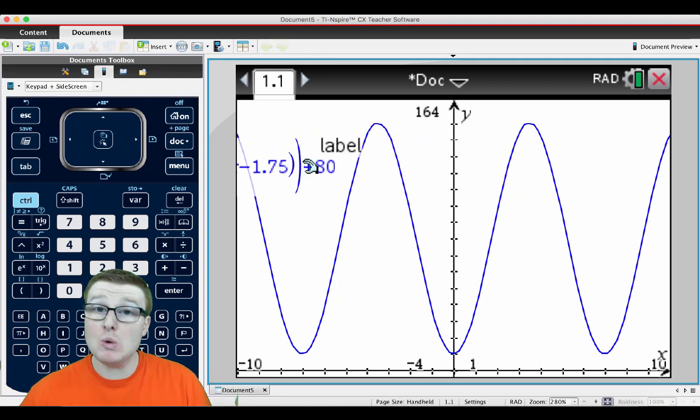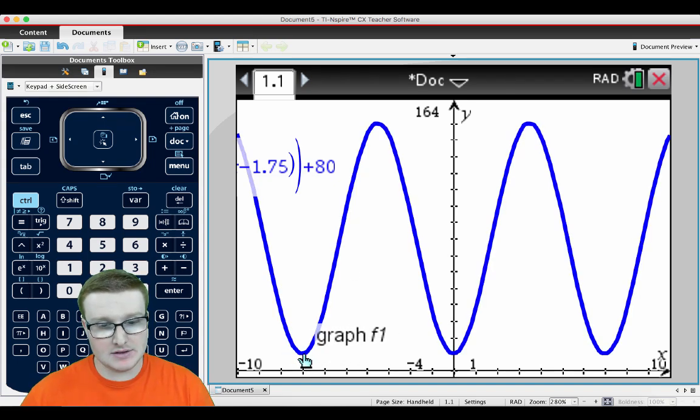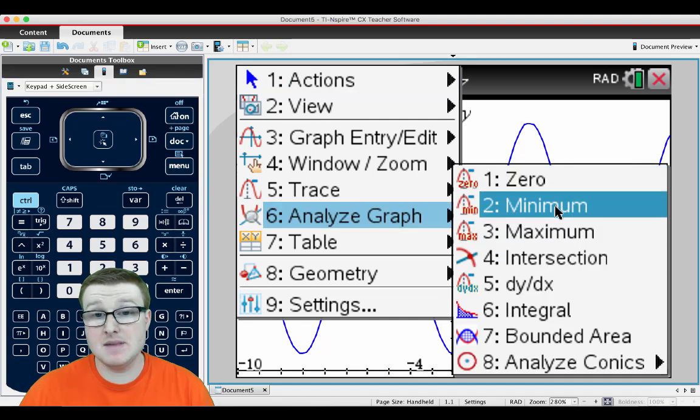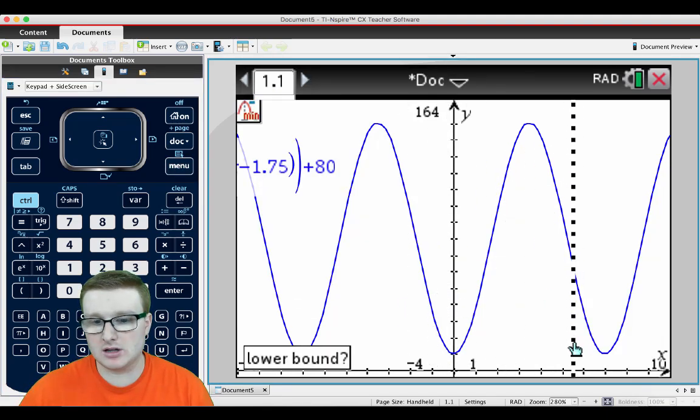Nice. We want to find the minimum value. So these are your mins down here. These are all the same minimums. So just click on menu, analyze graph, click on minimum, and do any one of them. I'm just going to click this one over here.